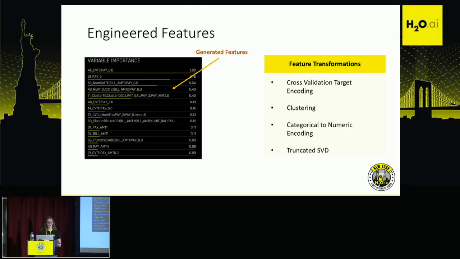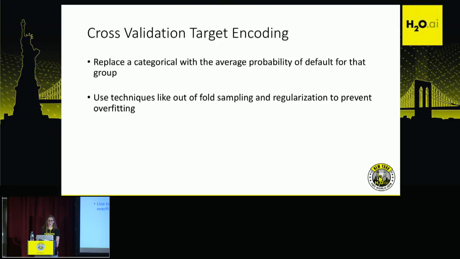Does anyone have any issues when they're building a model with a categorical column with a lot of unique values? Something like zip code or state or anything with hundreds of unique values. Does anyone have any issues with that? Like, how do I represent it? Maybe the model's overfitting to that column. Okay, so that's a common issue. Cross-validation target encoding is one way to overcome that.